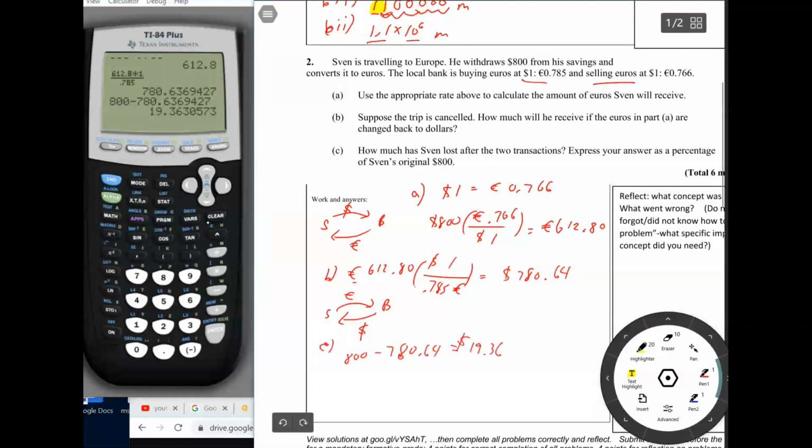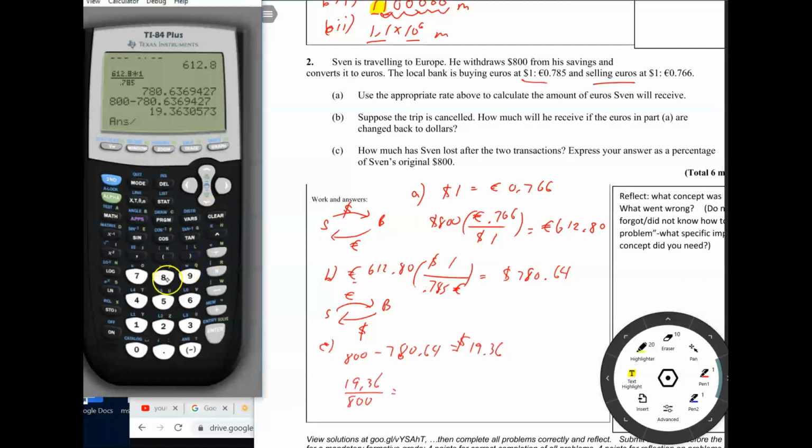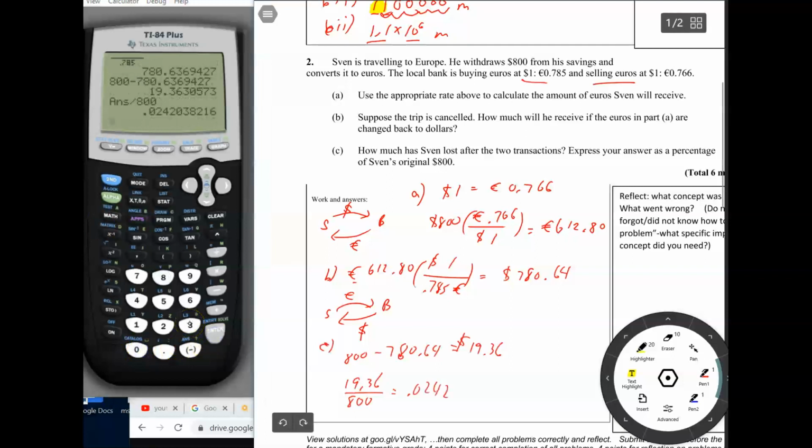Okay, and then it says what's the percentage of that amount from the original 800? So we do 19.36 divided by 800. That'll give me a decimal, and we're going to get 0.0242. To change it to a percentage, we multiply it times 100, because percent means per 100. So that's equal to 2.42% is the amount that's lost.